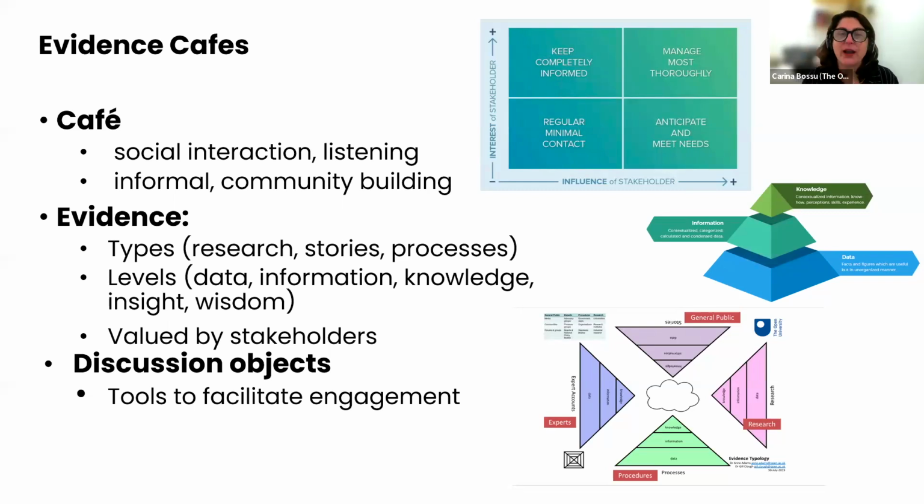We received about 12 evidences, so participants were asked to bring their own evidence. It could be research, stories, and process, but we also had papers, PowerPoint presentations, and a flyer. So that was really interesting to see the different evidence there. It could be at different levels. An evidence could be data, information, knowledge, insight, wisdom, which we used because we did have indigenous people participating. It has to be valued by stakeholders.